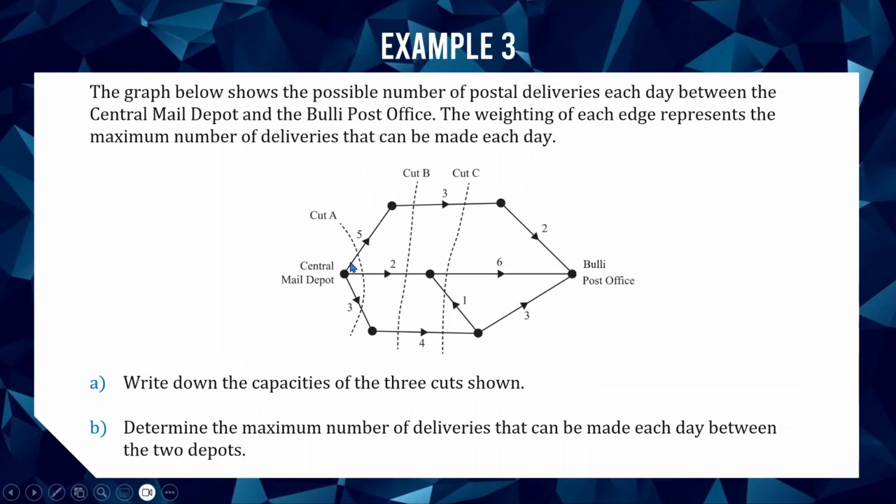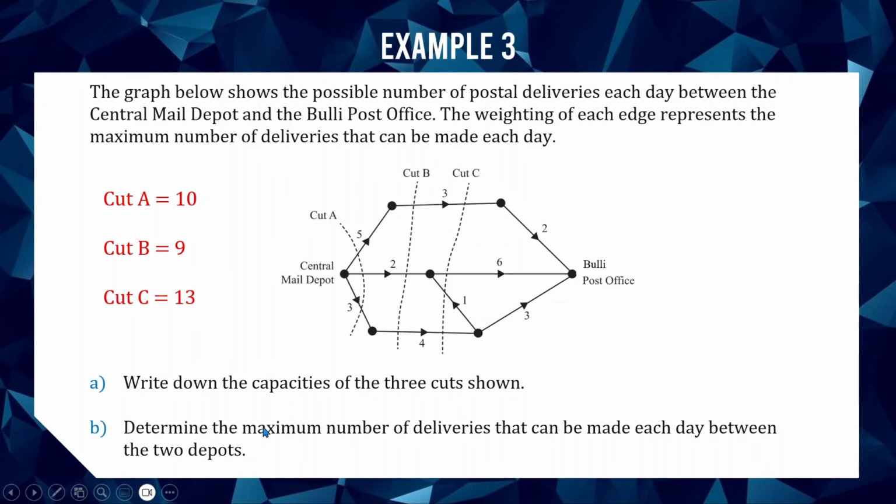Okay, cut A, all are flowing in the correct direction. We've got 5, 2, and 3, which makes 10 for the first one. For B, we have 3 and 2 and 4, and they are all flowing in the right direction. So that makes 9. And for cut C, we've got 3 in the right direction, 6 in the right direction, 4 in the right direction. The 1 is going from right to left, so the 1 here is not going to be counted. But the 4 and the 6 and the 3 together make a 13. So there's our 3 cut capacities.